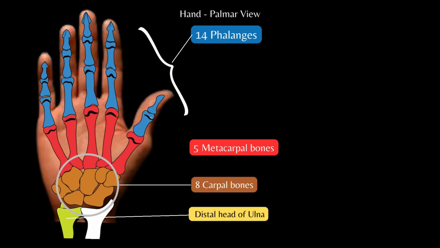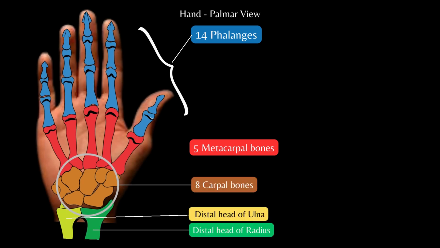Proximal to the carpal bones are the distal heads of the ulna and radius. These 2 bones do not belong to the hand. They are long bones that extend from the elbow to the wrist to form the forearm.